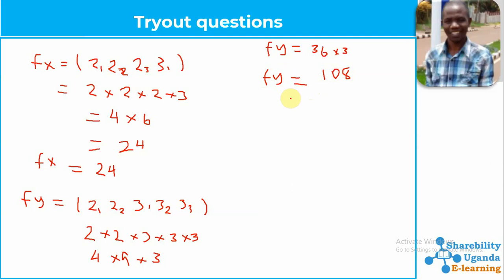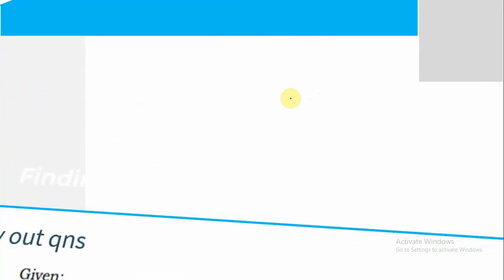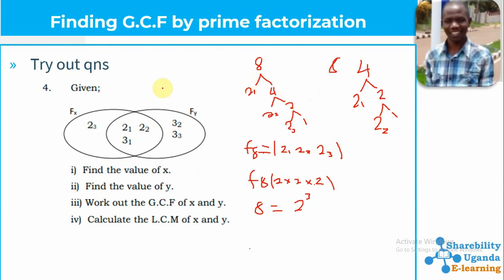So that simply means we have now been able to get these values which were missing. Here we are having our 24. Also here we are having our 108. Okay, so now let's move on and find out our GCF and our lowest common multiple using prime factorization.